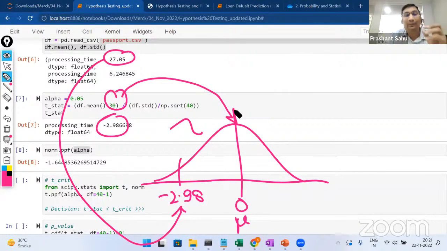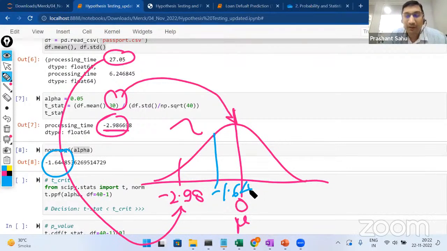Listen to me carefully. The sample mean is 2.98 standard deviations lower than the population mean. So I am looking for a critical value. So can I come up with a critical value? So the critical value is negative 1.64. So negative 1.64 should be somewhere here, correct? That will be higher.